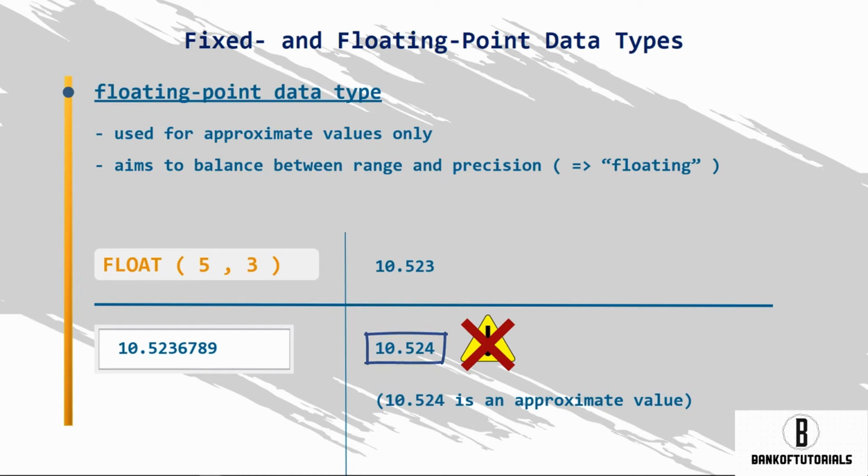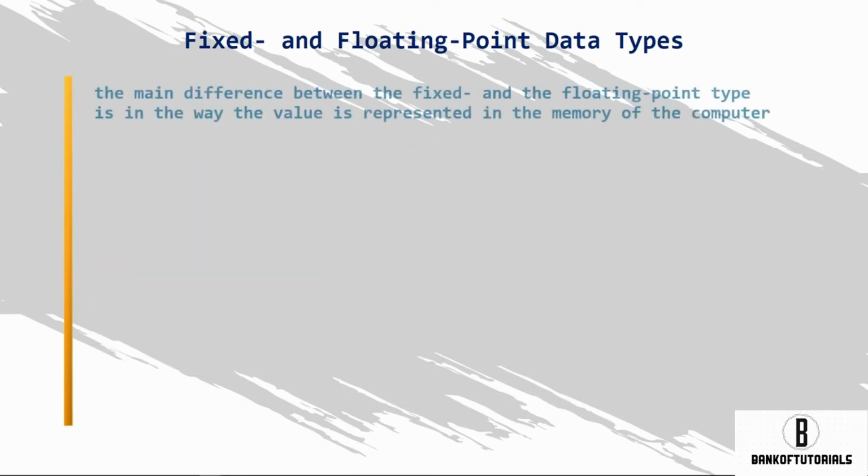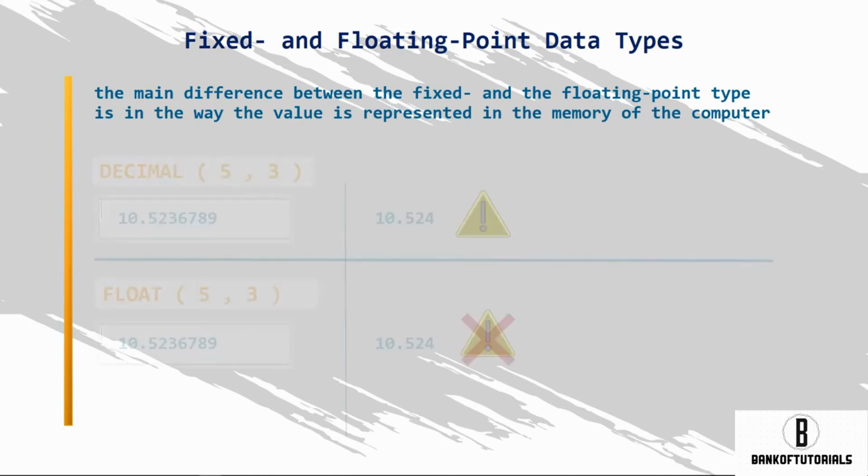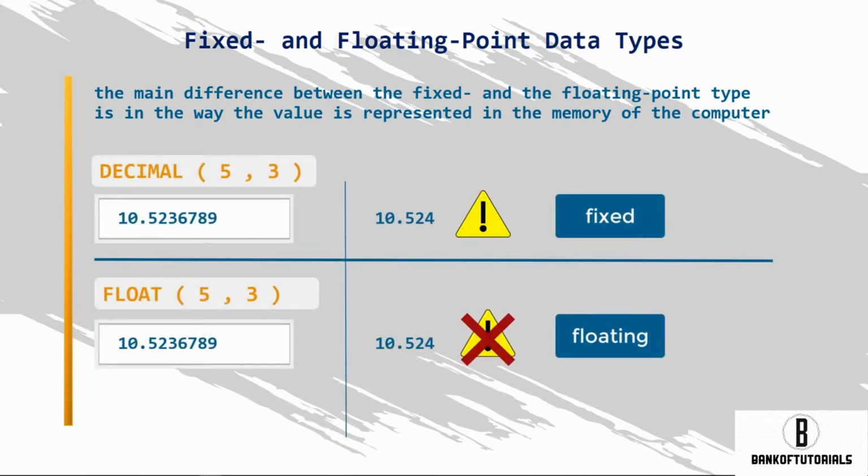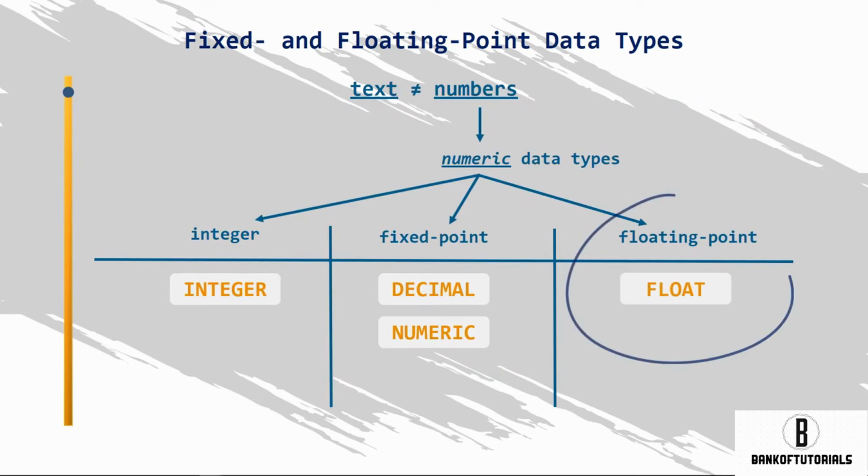So, the main difference between the fixed and floating type is in the way the value is represented in the memory of the computer, as either a fixed point type or a floating point type. In addition, the former will provide a warning whenever its structure is not respected, while the latter won't. Lovely.